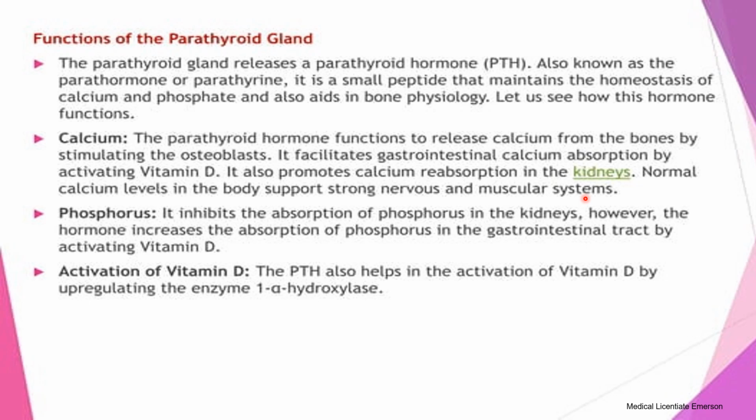Okay, then the other function is in terms of phosphorus. In terms of phosphorus, it inhibits the reabsorption of phosphorus in the kidneys. However, the hormone increases the absorption of phosphorus in the gastrointestinal tract by activating vitamin D. Then the other function is activation of vitamin D. The parathyroid hormone helps in the activation of vitamin D by upregulating the enzyme 1-alpha hydroxylase. If you ask what the functions of vitamin D are in bone healing, it promotes the uptake or absorption of calcium and phosphorus by the bones.